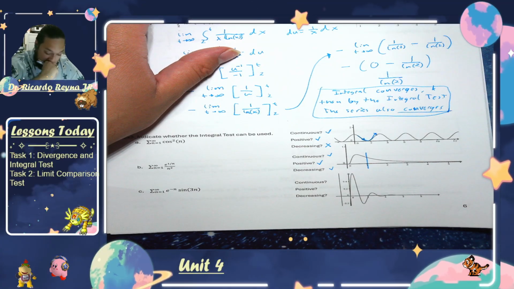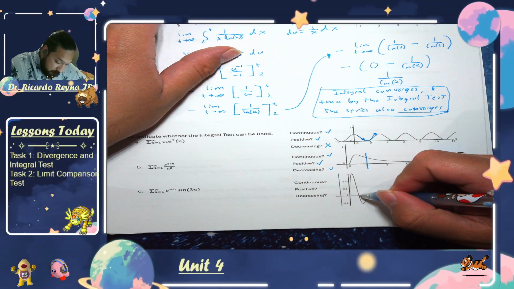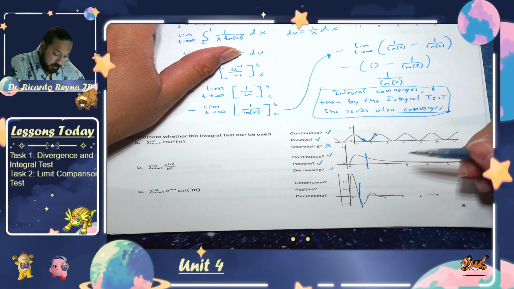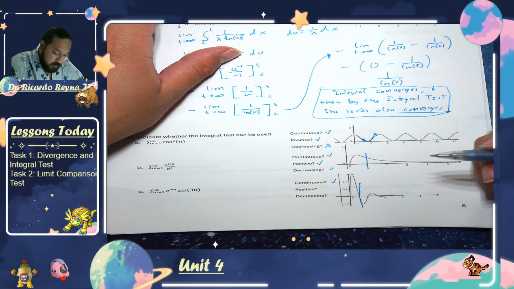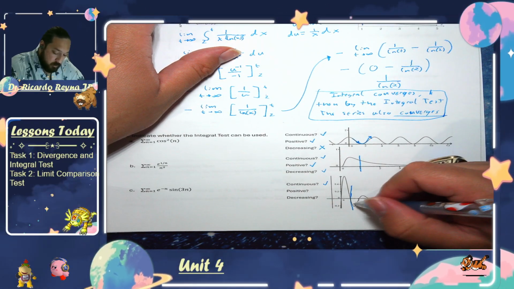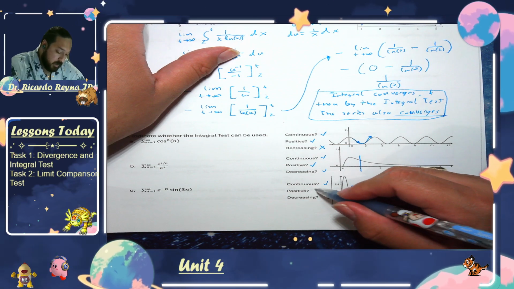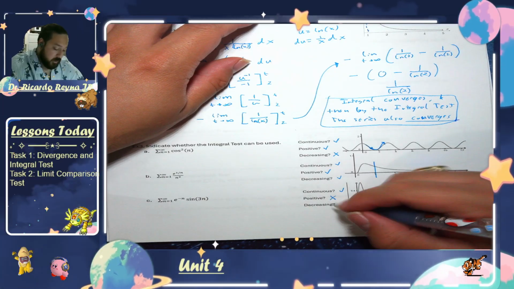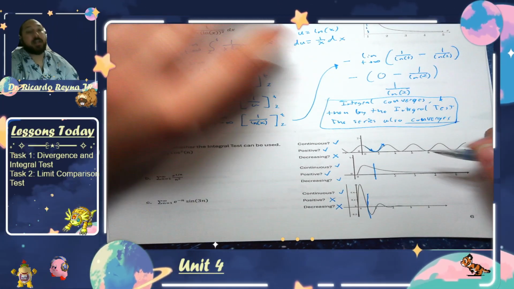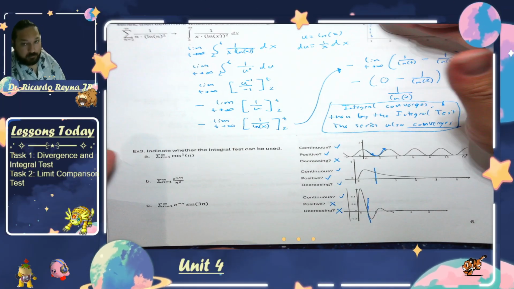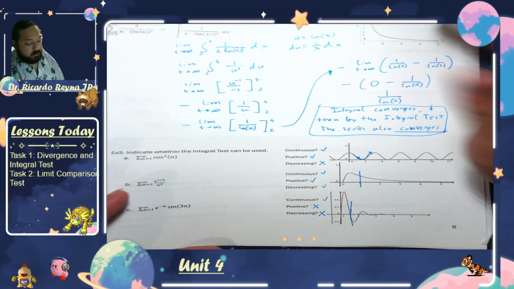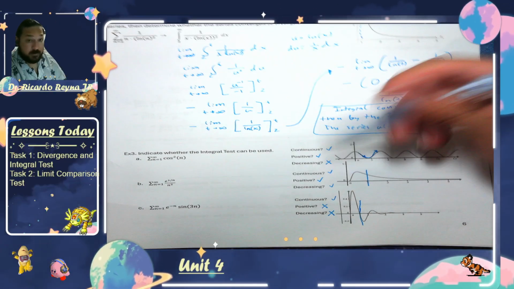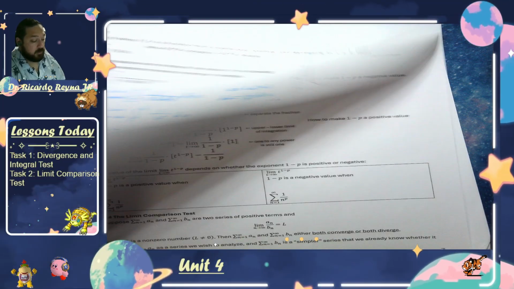How about over here? Over here is a bit finicky, but this one will break several rules. Is it continuous? Well, yeah. Is it positive? No. There are two bouts where it's negative. And is it decreasing? There are moments where it's decreasing, but it's not consistently decreasing. So just keep those in mind for continuous, positive, and decreasing.